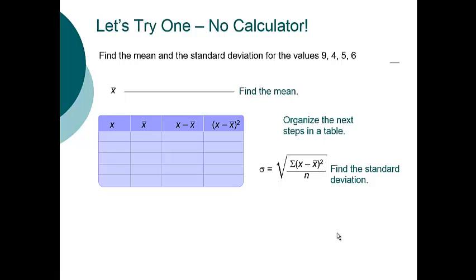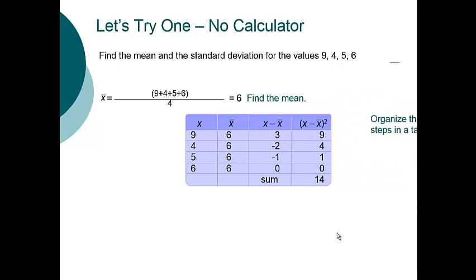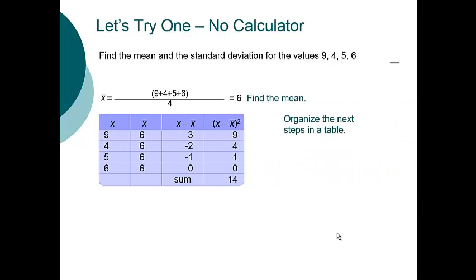I forgot to tell you that lowercase sigma, as you can see the little circle with the hat on it, is standard deviation, and the X bar is the mean. So remember the difference for these symbols. The lowercase sigma is standard deviation and the X bar is the mean. So now let's go back to our example. To find the mean, we add these values up and we divide them by how many values there are in the list, which is 4, and we get 6.